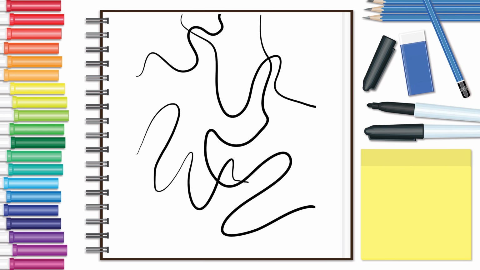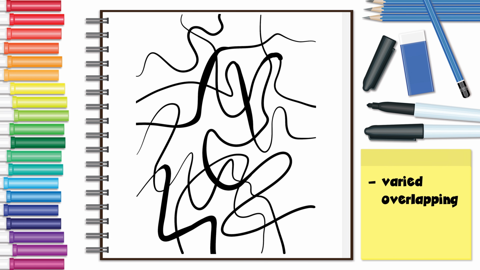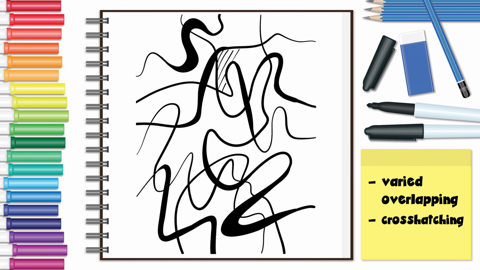Finally, draw an abstract composition of varied overlapping lines. Use crosshatching to fill in all the sections. Pick some sections to be medium, some to be light with the lines further apart, and some to be dark with the lines closer together.